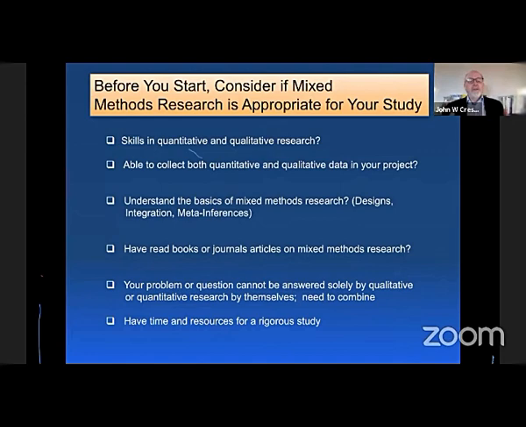Well, before you start, you need to think about some basic questions here. You do need some skills in both quantitative and qualitative research. And if you are strong in qualitative research, then find someone that is strong in quantitative to team with. You have to be able to collect both forms of data.